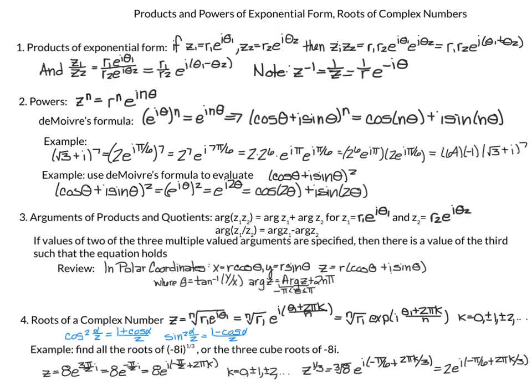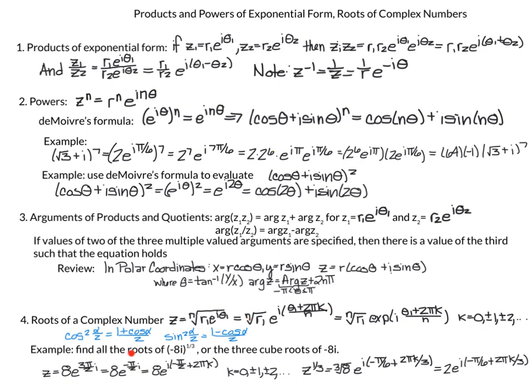Finally, we looked at roots of complex numbers, and we used this formula here. The nth root of r1 e to the i theta 1 is equal to the nth root of r1 times e to the i theta 1 over n plus 2 pi k over n. And the thing we want to remember here is that for any complex number, if we add some integer multiple of 2 pi to our argument theta 1, we will still get an equivalent complex number.